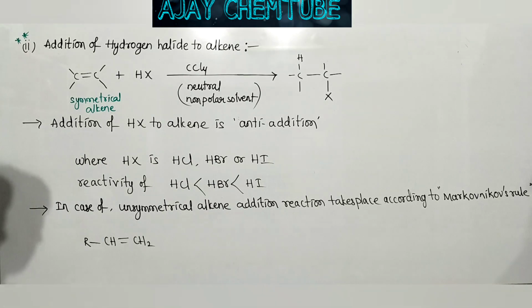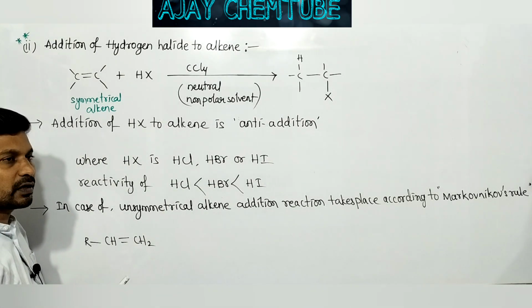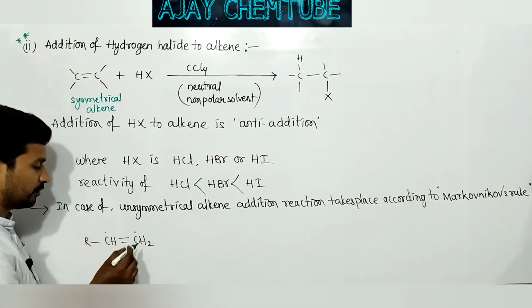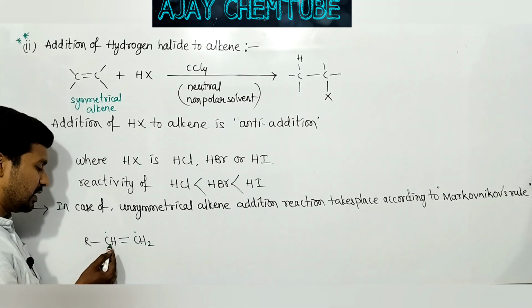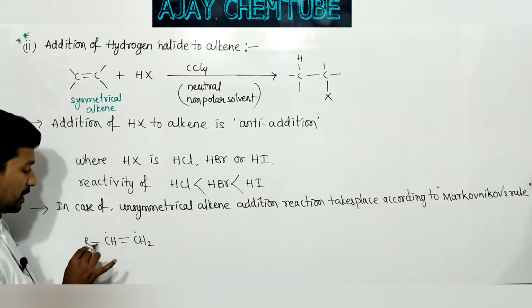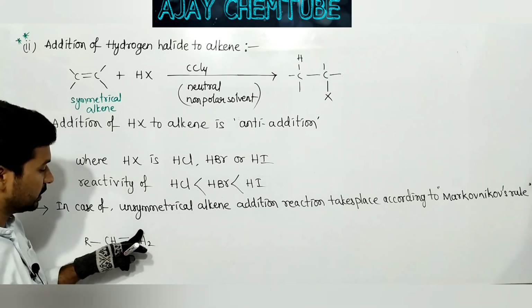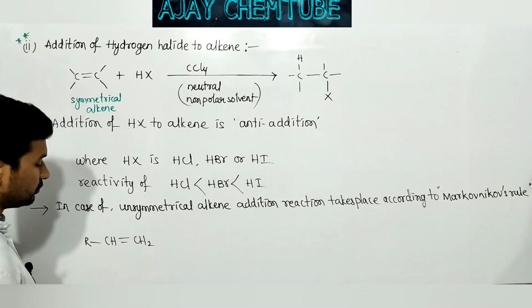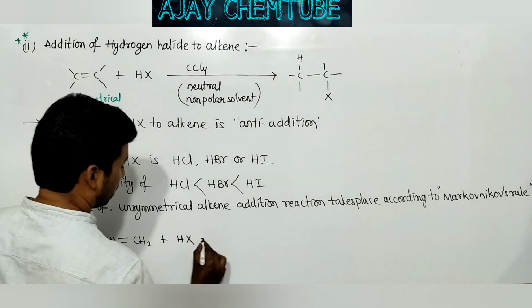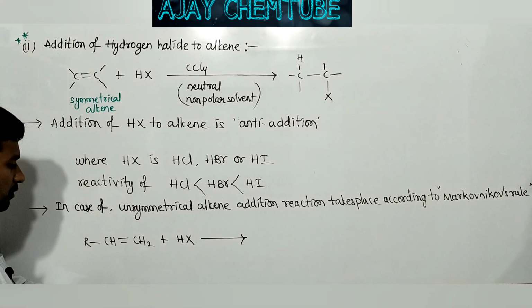both carbons are not the same, the electronic environment on both carbons is not the same. All chemical reaction mechanisms are about electronic environment only. Here two hydrogens are neutral. Here this carbon contains one hydrogen and one alkyl group, a plus I group. The plus I group pushes electrons towards this carbon. That means the electronic environment on these two carbons is not the same. That's why addition of HBr or HX takes place according to Markovnikov's rule.